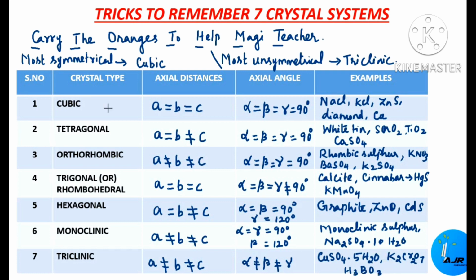Okay, students, hope you might have understood, right? So this mnemonic helps in having a clear-cut idea. It helps us to memorize this tabular column easily. CTOTHM. Carry the RHS to help mark it, teacher. Well, fine, students, you might have got an easy method to learn and recall the 7 crystal types.